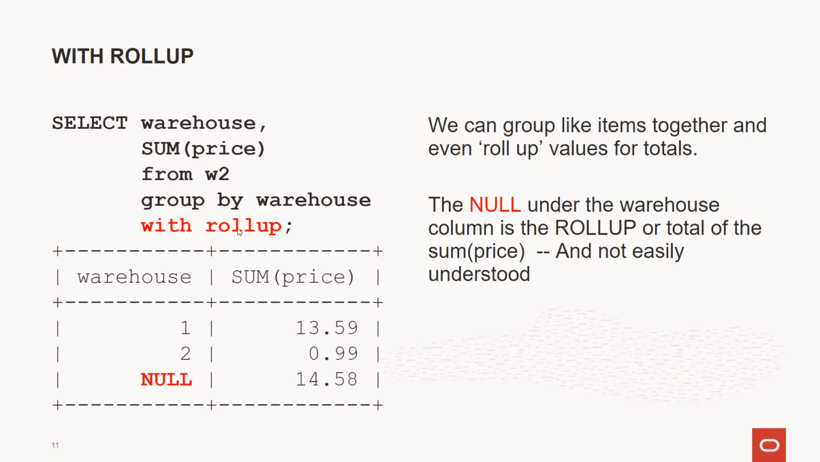Now, if we add with rollup, it will actually give us the sum of the sum. So for warehouse 1, the sum of all the items in there is 13.59. The sum of all the values in warehouse 2 is 99 cents, or 99 whatever units you're using. And then you get the total price of the 99 plus 13.59 works out to 14.58. But when we roll up stuff, you'll see that we get this lovely null value.